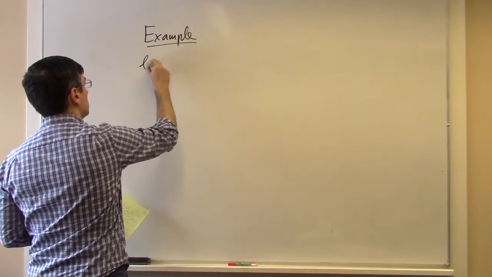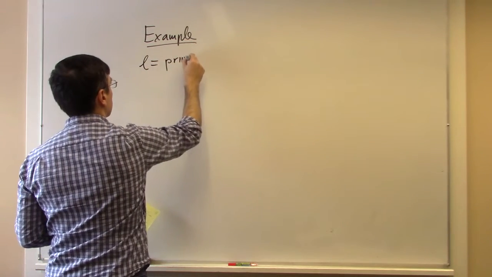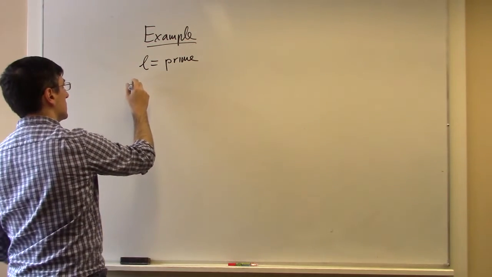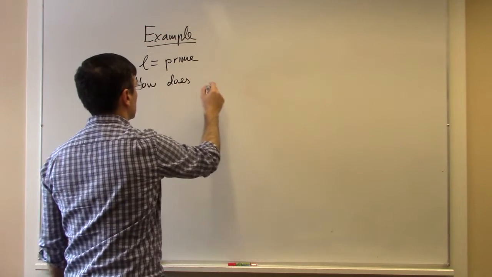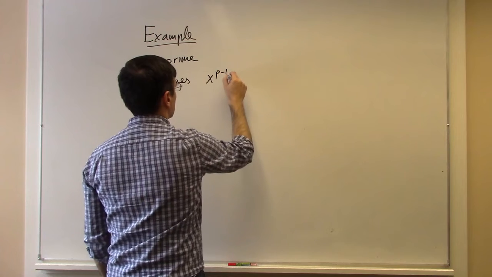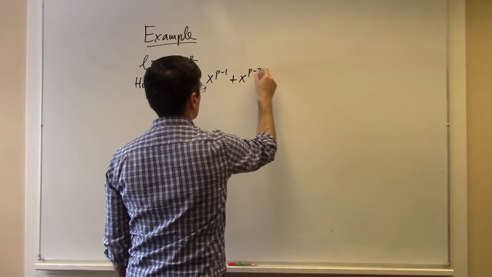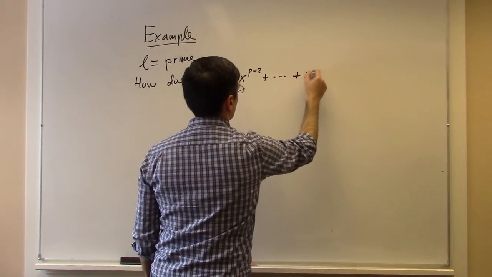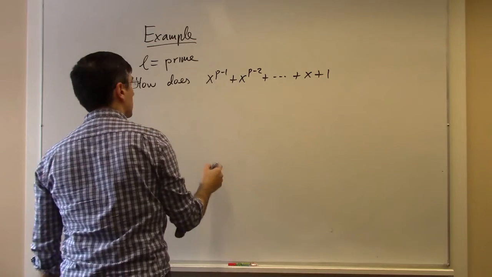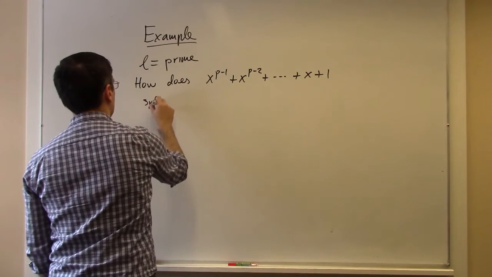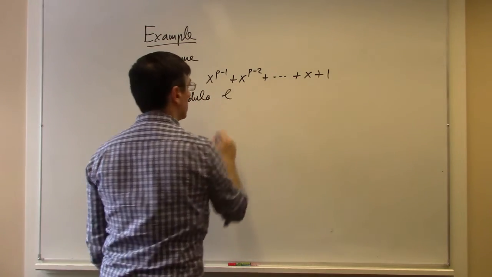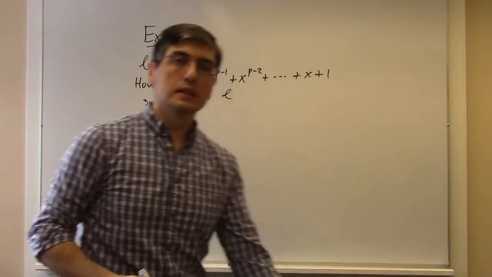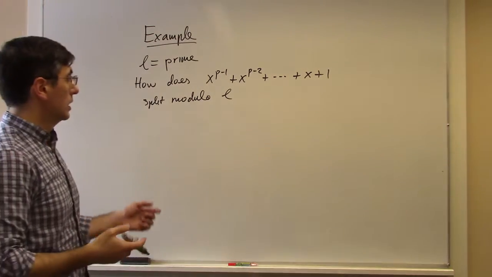Let's take L to be a prime. And the question is, how does x^(p-1) + x^(p-2) + ... + x + 1 split modulo L?